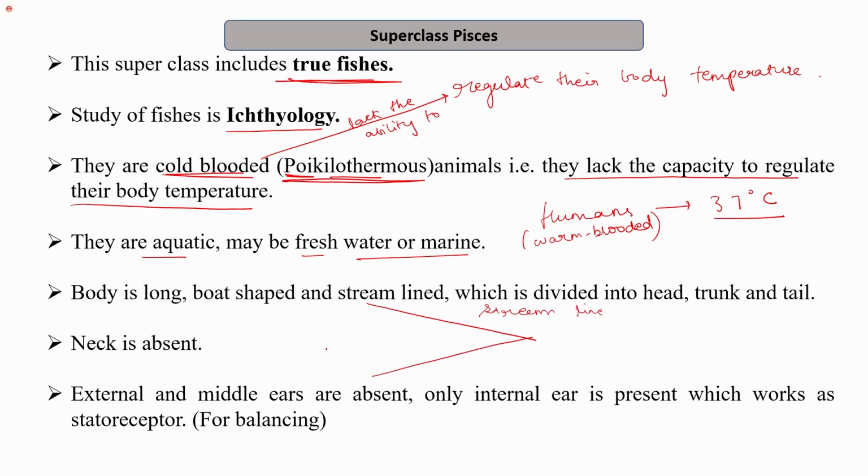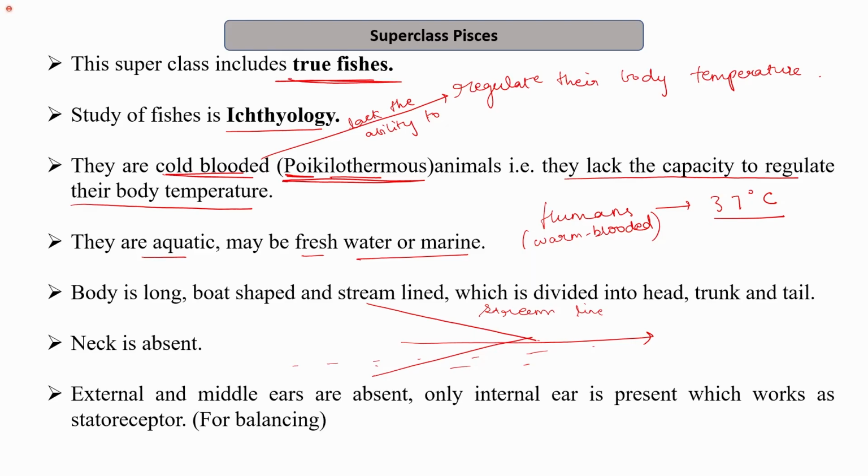Right? So what is the advantage of this structure? During swimming, it allows easy movement against the flow of the stream. So this streamlined body helps the fish to swim easily. Their body is long, boat-shaped and streamlined, and it is divided into three parts: head, trunk and tail.